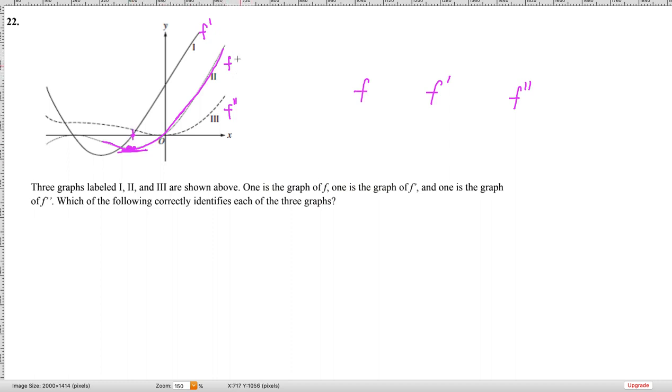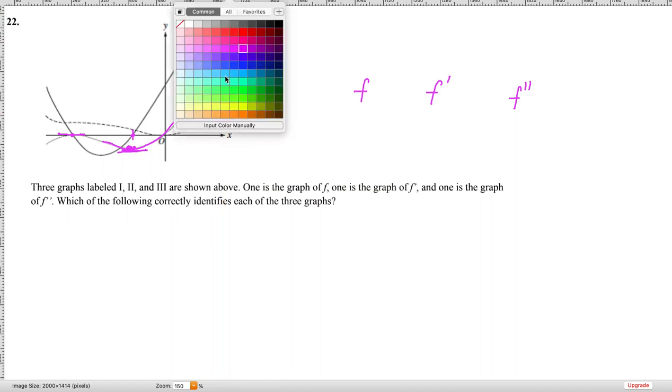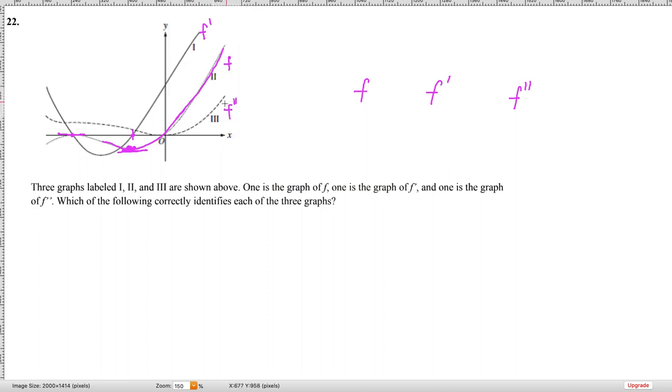So it makes sense that if this is f, this might be f prime, because it's 0 where the slope of the tangent line is 0, and also it's 0 here. But how does this graph come into play? That would mean this has to be f double prime, and then this one, being f prime, would need to be 0 right here, but it's not. So I need to rethink this now.